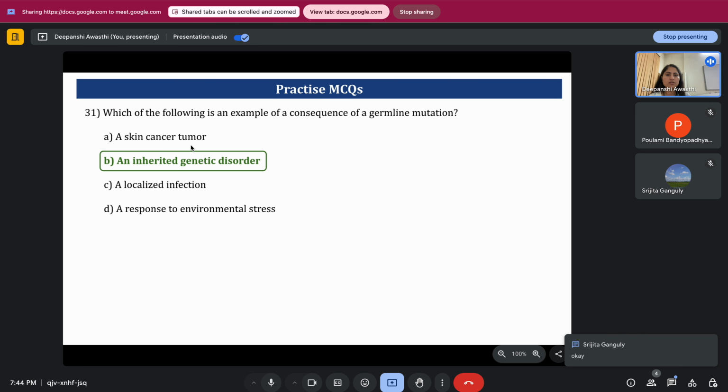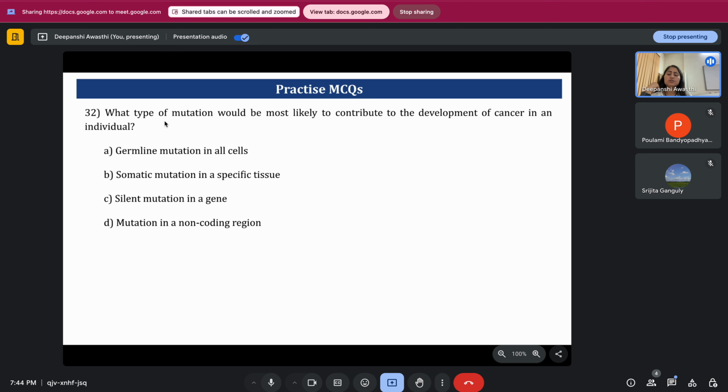For example, skin cancer tumor. These tumors are also restricted to one particular location, but when the cancer enters the blood and there is metastasis, it is no longer localized to one particular part. Localized infection means it is just local to one particular part. And in this case, they have mentioned infection, so it can be any kind of infection, not exactly cancer, but restricted to one particular organ. So that is not the consequence of germline mutation.